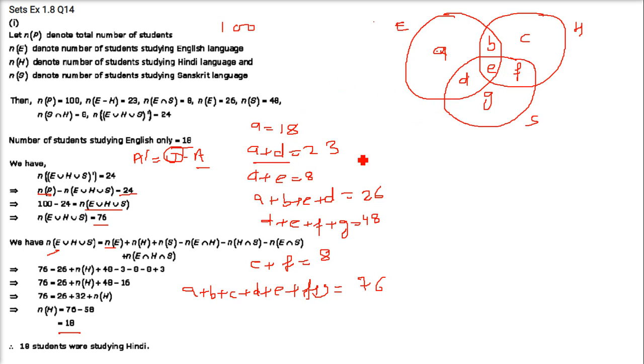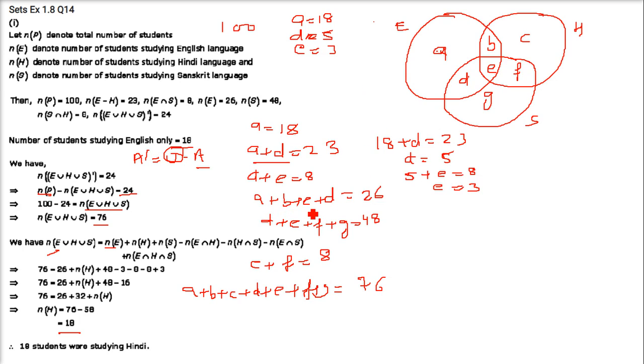So A is 18. What will be A plus D? See, I'm putting A here. So 18 plus D will be equal to 23. So now A is 18, D will be 23 minus 18, that is 5. So D is 5. Right? D plus E is 8, and 5 we know. So 5 plus E equals 8. So E will be equal to 3.